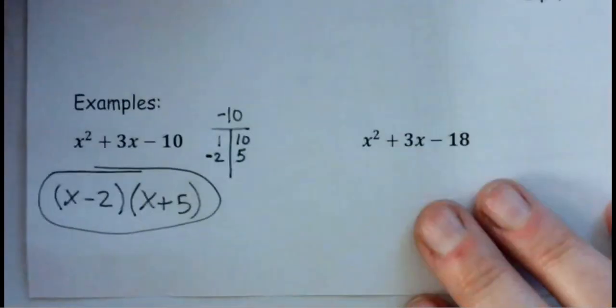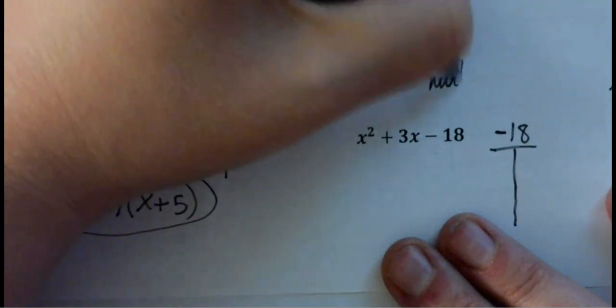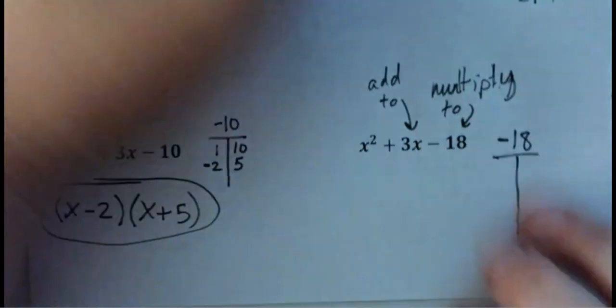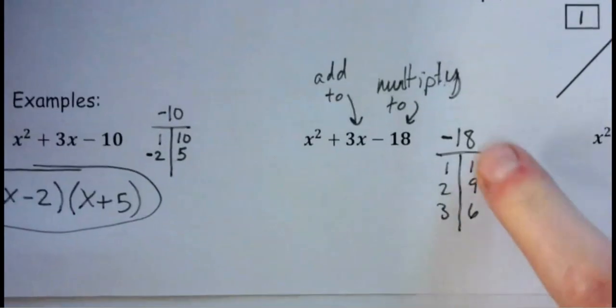All right, and then this second part right here, you start with your little T chart on that last number because you want to multiply to equal that. Multiply to this, add to this. So -18. So 1 times 18 is 18, 2 times 9 is 18, 3 times 6 is 18. So I'm just going like 1, 2, and 3. What are the factors of this?